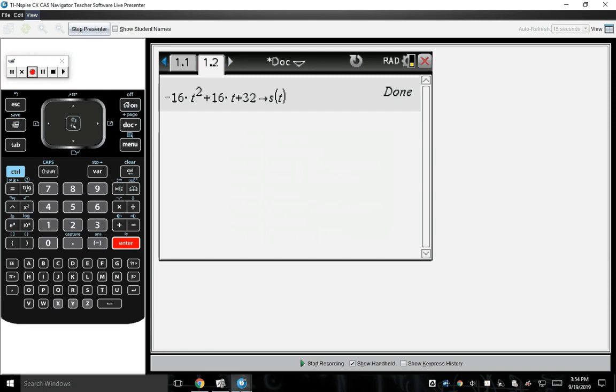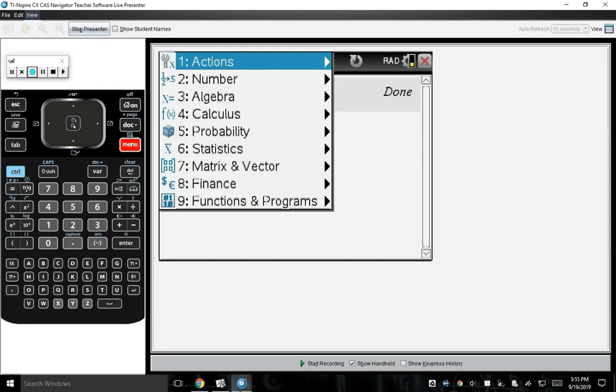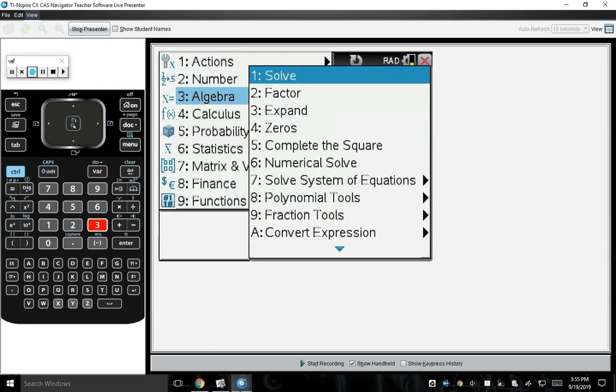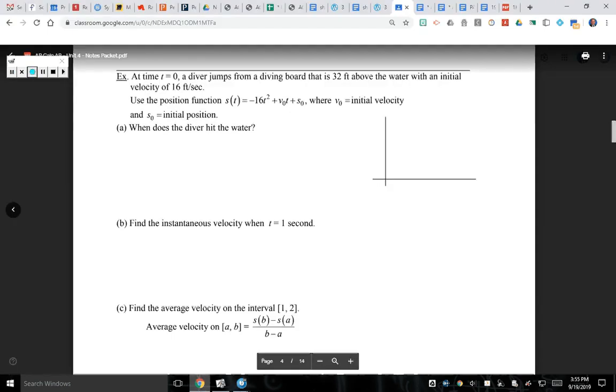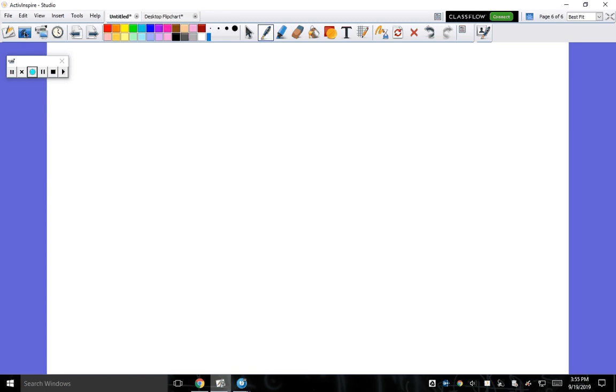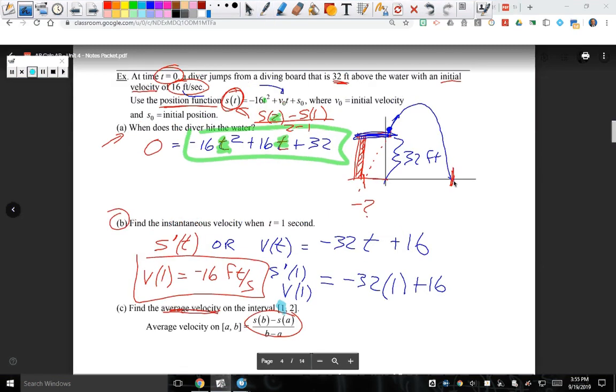The first question asked, when does this equal 0, right? Here we go. Menu, algebra, solve. And you can put, when does s of t, close the parentheses, equal 0? And then just do comma t. It's negative 1 and 2. So it will hit the water, like we were showing, at negative 1 and 2.